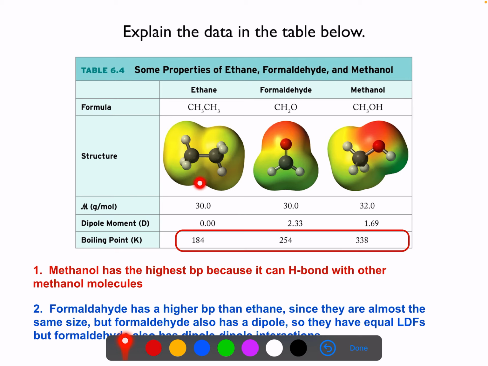Then, between formaldehyde and ethane, they have the same London dispersion forces, but formaldehyde is polar, which is why it's going to have the higher boiling point over ethane.